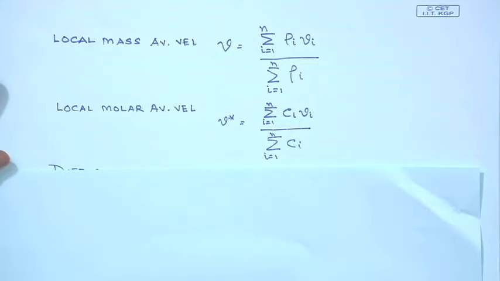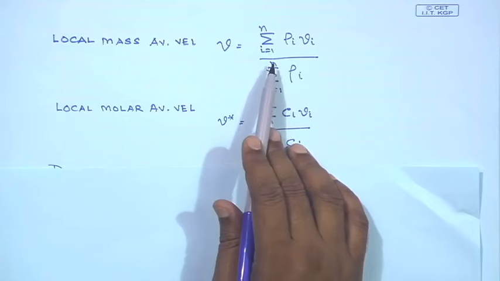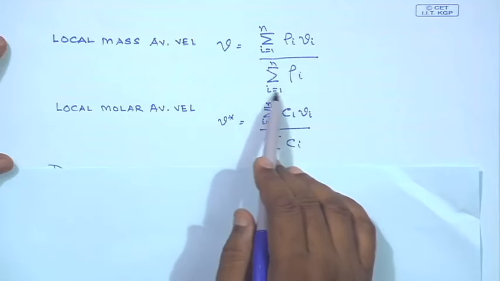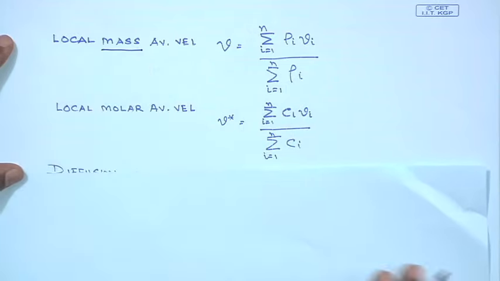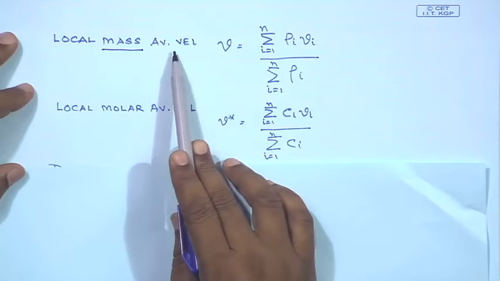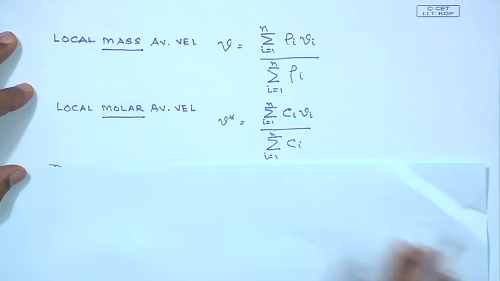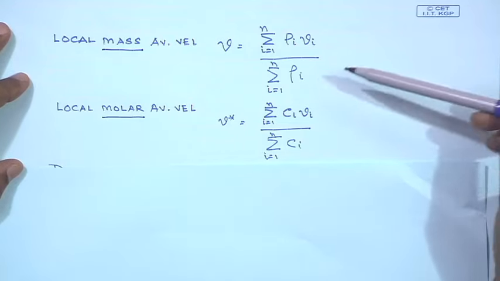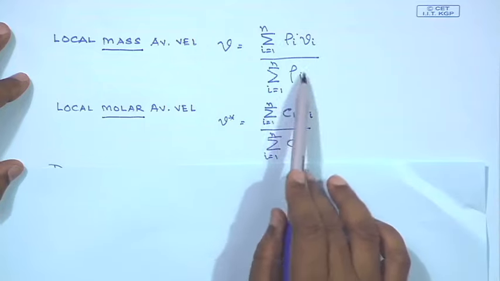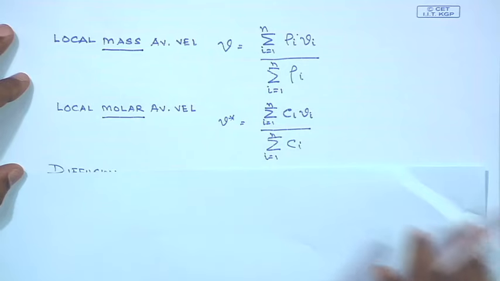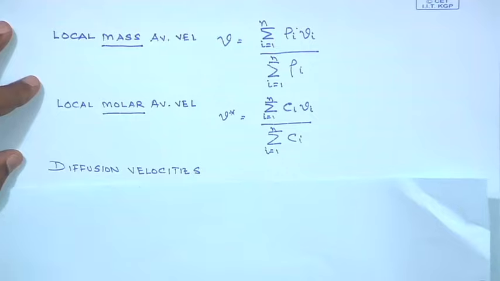So, coming back to some of the other definitions that one uses in mass transfer process, there is something called local mass average velocity, which is simply rho I v I divided by summation of rho I over all the species. So, this is the mass average velocity. In the same way you have the mass average velocity, you can also express the molar average velocity, where simply the mass concentration is replaced by the molar concentration. So, the denominator is the total mass concentration, whereas the denominator over here is the total molar concentration of the solution.